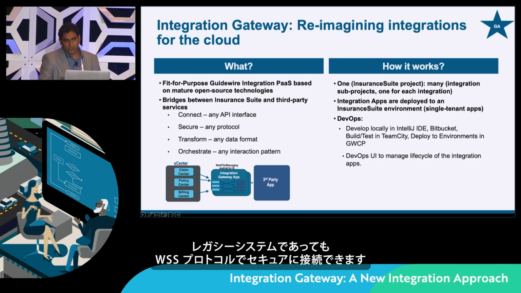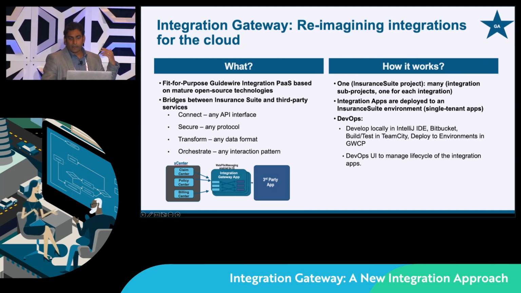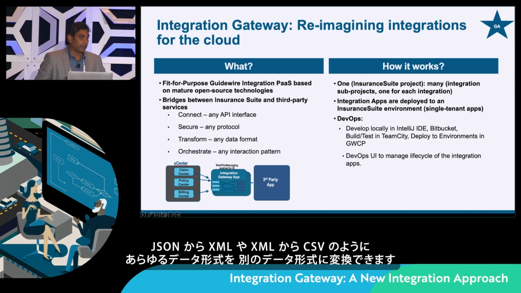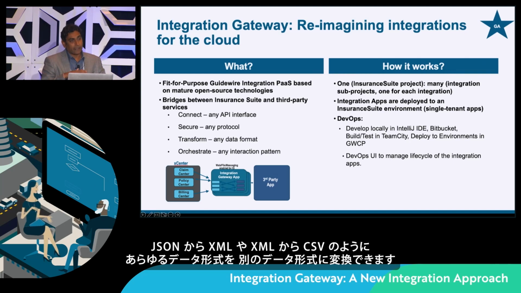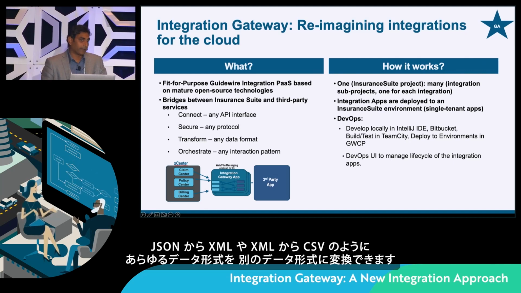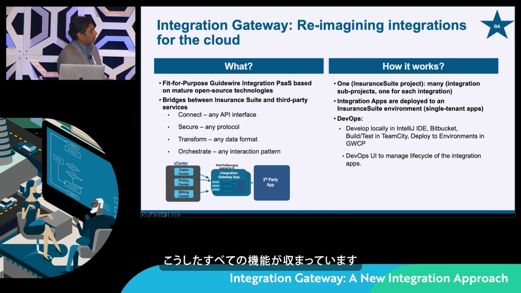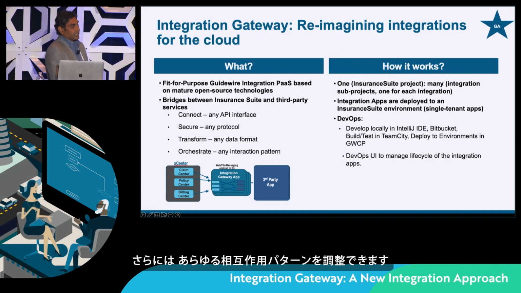If you have legacy systems, and I'm sure everyone has legacy systems, WS-Security, yeah. From a transformation point of view, again the same thing. It can help you transform any data format to another data format, like JSON to XML or XML to CSVs, right? So you have all that capability in here, and then orchestrate any interaction pattern.